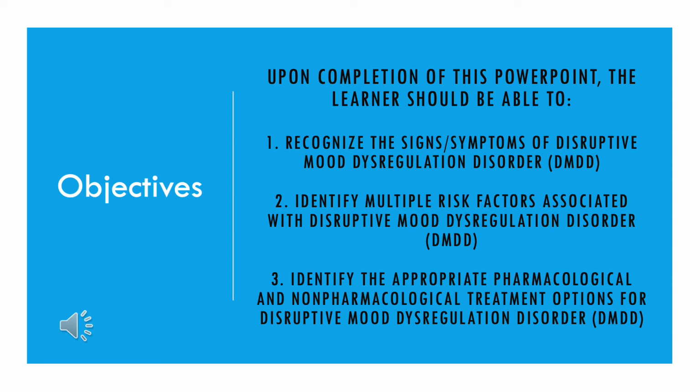By the end of this PowerPoint, 3 things the learner should be able to do are recognize the signs and symptoms of DMDD, identify multiple risk factors associated with DMDD, and identify the appropriate pharmacological and non-pharmacological treatment options for DMDD.